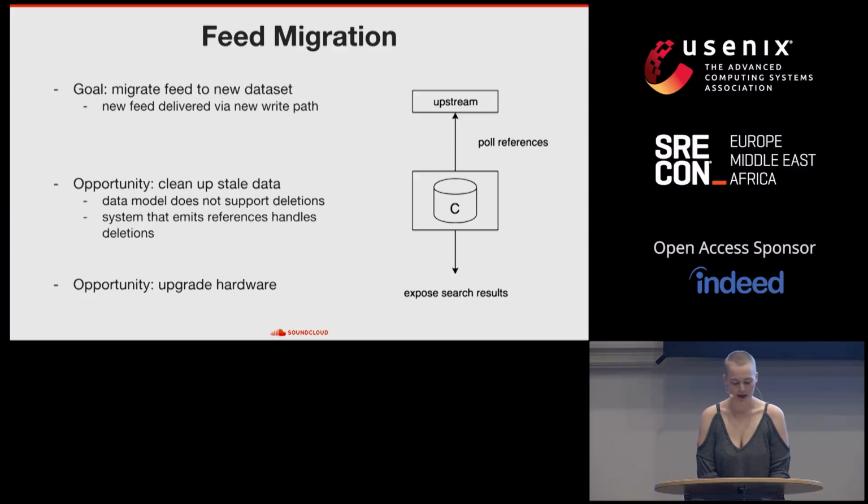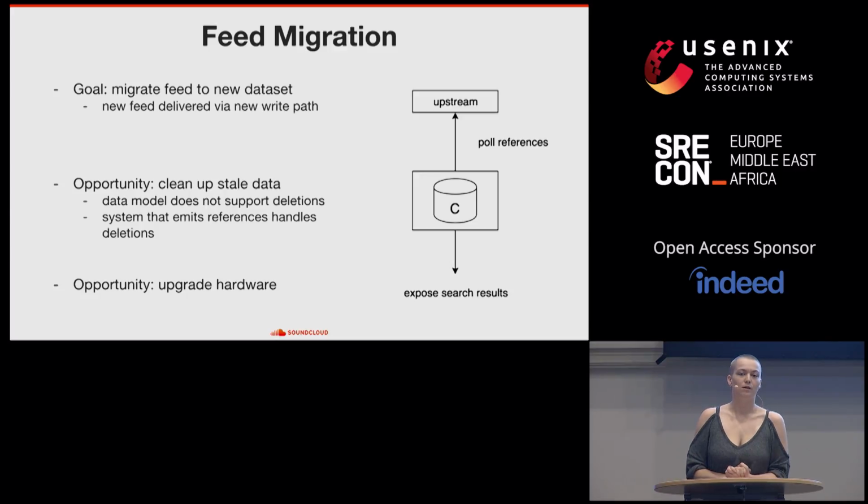And then we thought we had an opportunity to clean up stale data. Because of the data model of the system, we don't support deletions from Cassandra. So once something is in Cassandra, it will be there forever. But we handle deletions in the upstream system, where we later on go back to the upstream system and ask, has this been deleted or not?